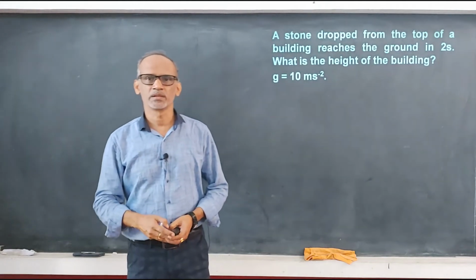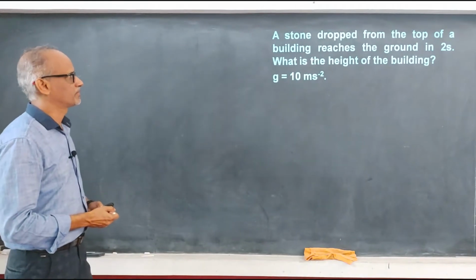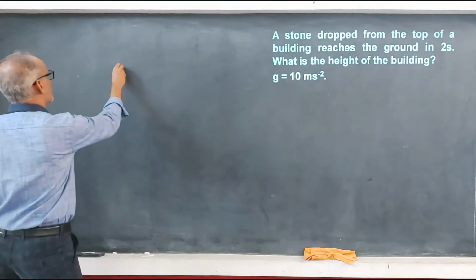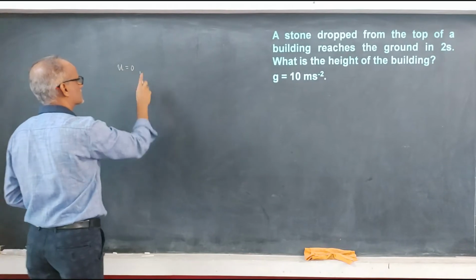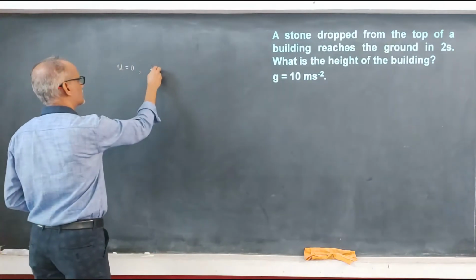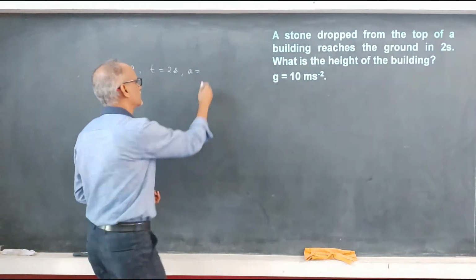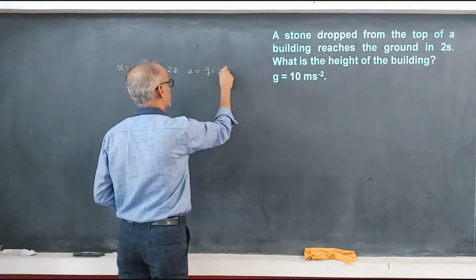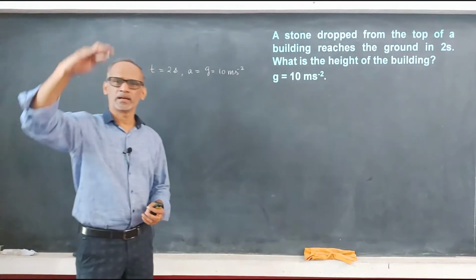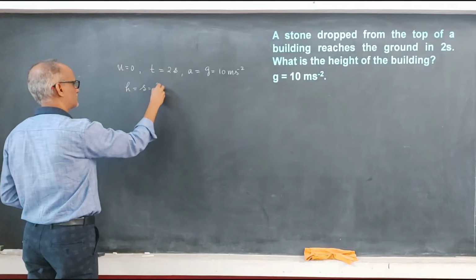So, let us solve a numerical now based on this concept. A stone dropped from the top of a building reaches the ground in 2 seconds. When the stone is dropped, the initial velocity is always 0, because when a body falls freely its initial velocity is 0. It is given that the time taken is 2 seconds, and during downward motion the acceleration is plus g, and the value of g is given as 10 meter per second square. We have to find the height of the building. The height of the building is the same as the displacement, so basically we have to find h, that is s.